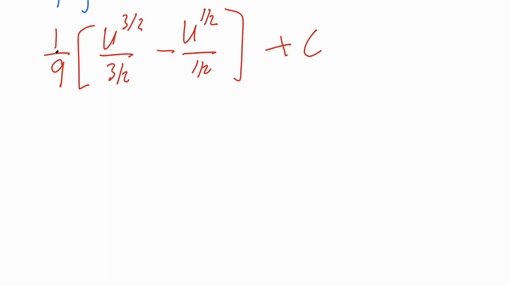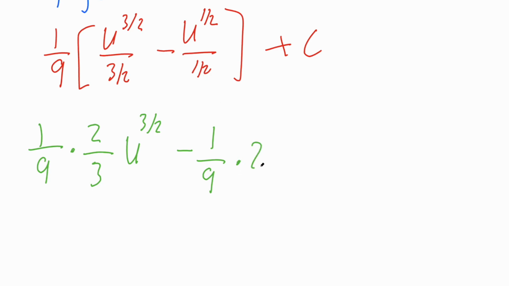So next we have to multiply 1/9 over both of these pieces. So we're going to get 1/9 times, instead of dividing by 3/2, you could multiply by 2/3, u raised to 3/2. And again, we have to do this on this piece here. So we have minus 1/9, and instead of dividing by 1/2, you could multiply by 2, times u raised to 1/2 plus c. And our last step is to swap u with what u is.